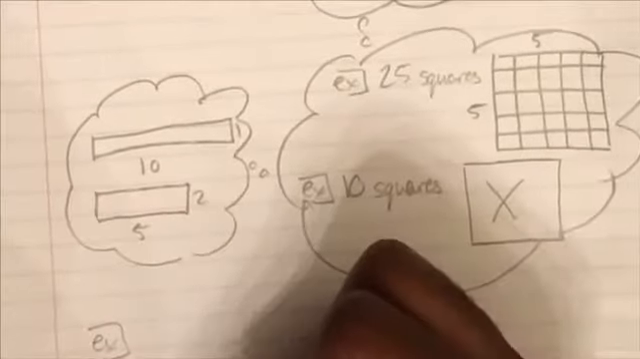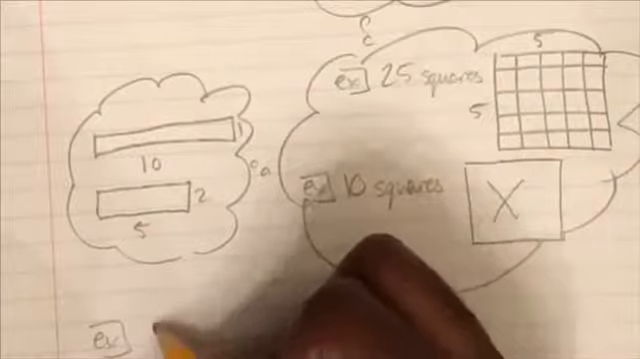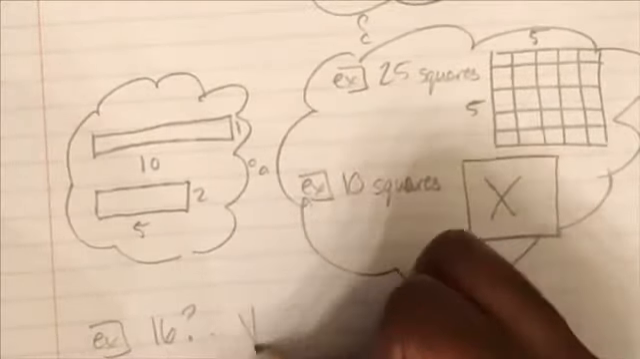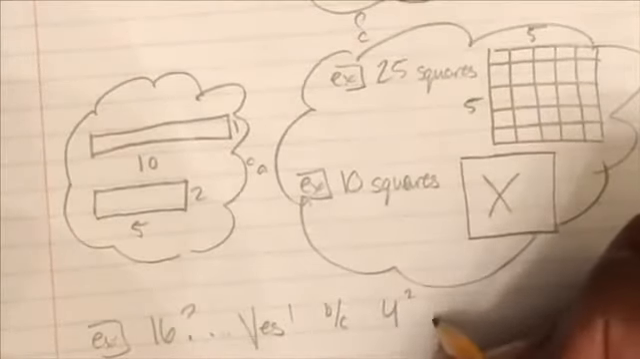All right. So let's look at 16. If we had 16 squares, could we really make a perfect square? Let me see. Yes, 4. A 4 by 4 would make a perfect square of 16.